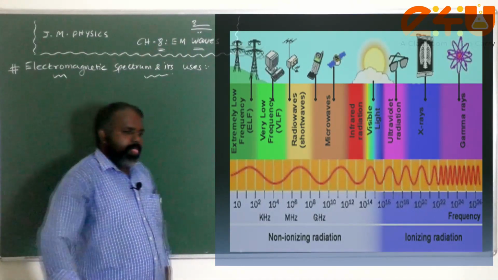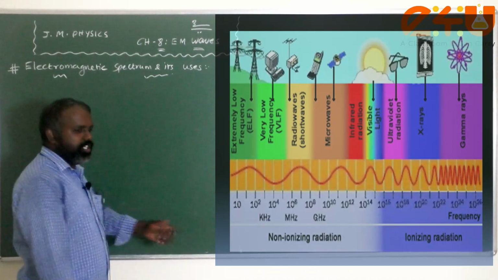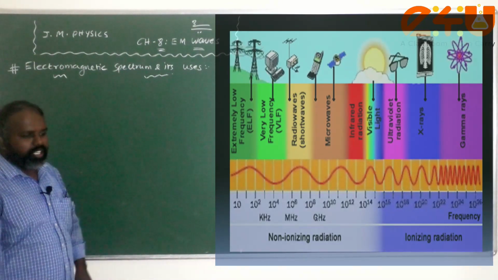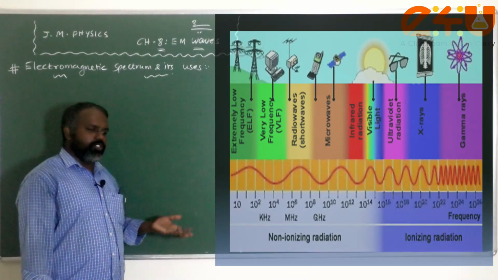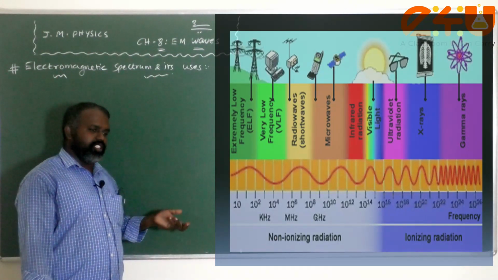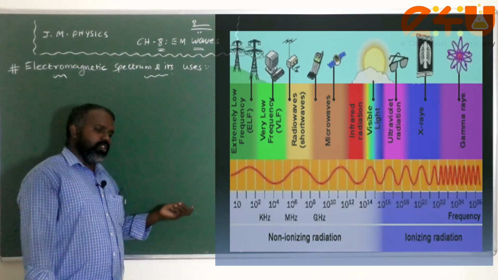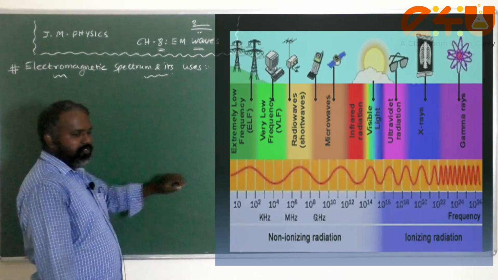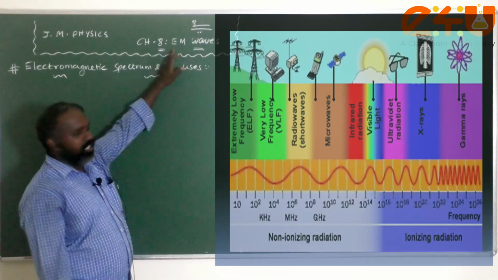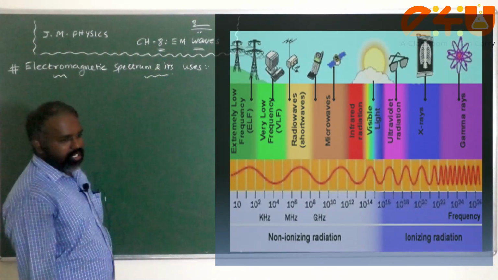Hello students, in this video we are going to discuss what the electromagnetic spectrum is and its uses, how it is produced, what its frequency and wavelength ranges are, and its uses. All that we are going to discuss in this session, which is the continuation of Chapter 8, Electromagnetic Waves, for 12th standard CBSE.